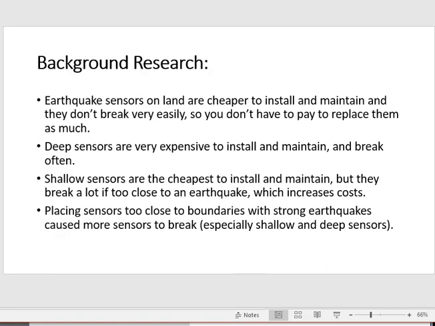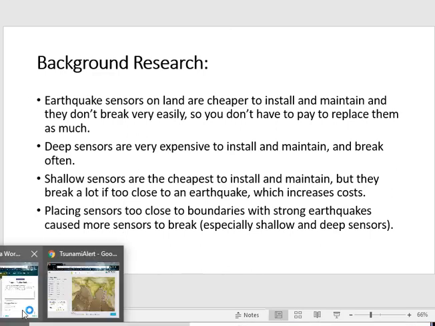Here is some example background information for the choice of the cost and how you kept the cost down for that criteria. Something like deep sensors are very expensive, and so in this design, I chose to use more shallow sensors. However, deep sensors are also very helpful, so if your design includes a lot of deep sensors, that's also okay. Another thing could be placing sensors too close to boundaries with strong earthquakes causes them to break. I think a lot of you noticed that you were breaking your sensors if that was happening, so be talking a little bit about how you tried to avoid that in your cost analysis.